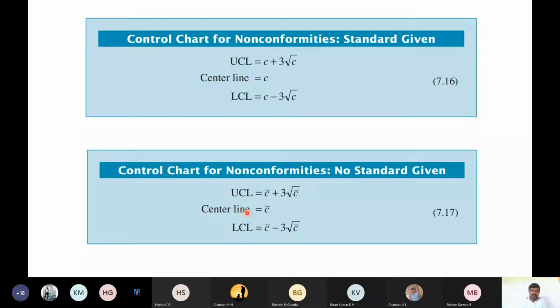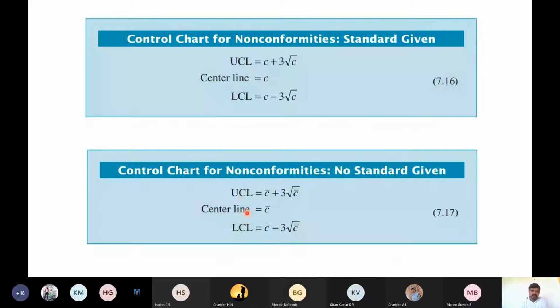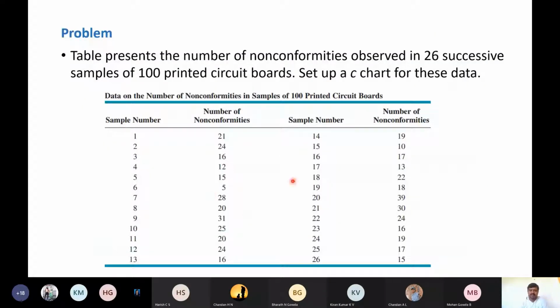Now we will understand how to plot this C chart. The procedure is almost the same, nothing new, the same procedure, but we are considering the number of defects or number of non-conformities. So we will consider an example problem, and with the help of that we will understand how to plot the C chart. The table presents the number of non-conformities observed in 26 successive samples of 100 printed circuit boards. Set up a C chart for this data. So totally you are considering 26 samples.